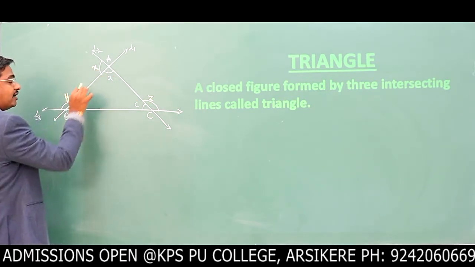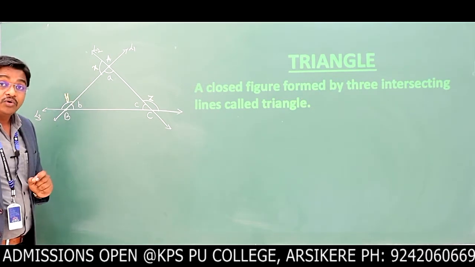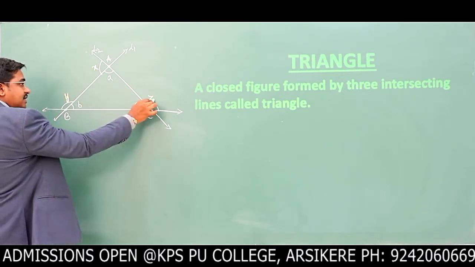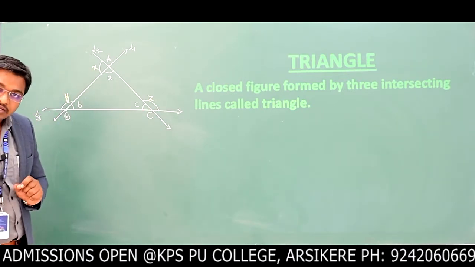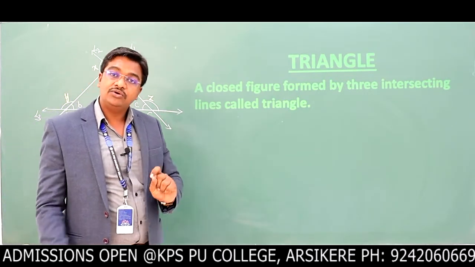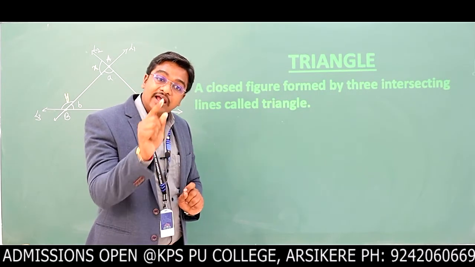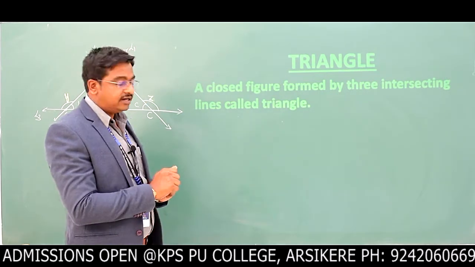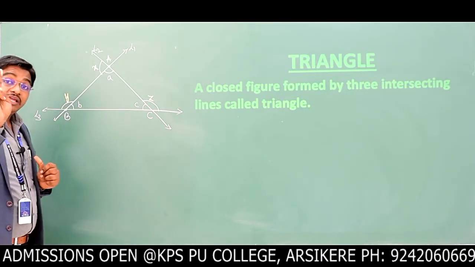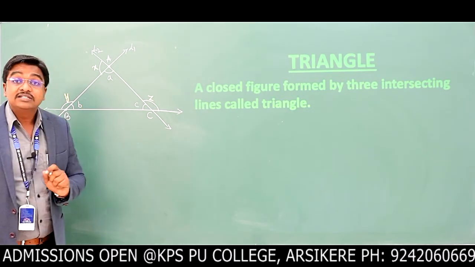X and A are supplementary angles. Sum of these two angles becomes, very good, 180 degrees. So x plus y plus z is equal to 360 degrees. ಅರ್ಥ ಆಯ್ತಾ ಮಕ್ಕಳೇ? Sum of the interior angles of the triangle is equal to what? 180 degrees. Sum of the exterior angles of a triangle is equal to 360 degrees. So remember, in a triangle we have 3 sides and 3 angles. One is interior angle, another one exterior angle.